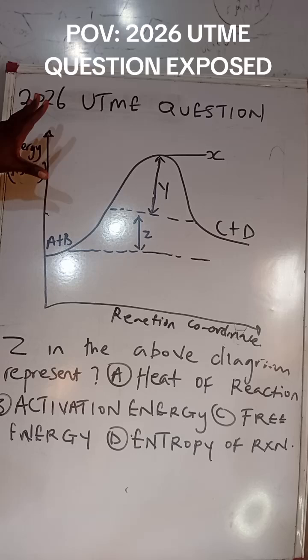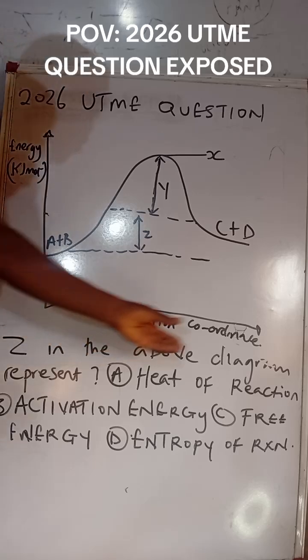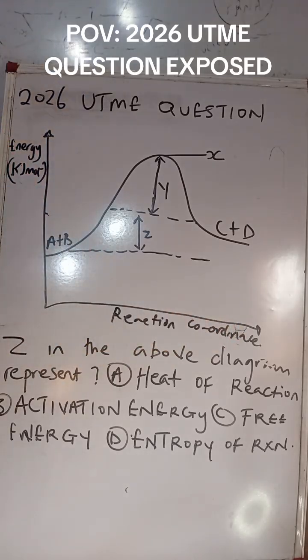The question says: in this diagram, what does Z in the above diagram represent? Now, this is actually an energy profile diagram. How do you know it's an energy profile diagram? It's usually plotted as energy against reaction coordinates.